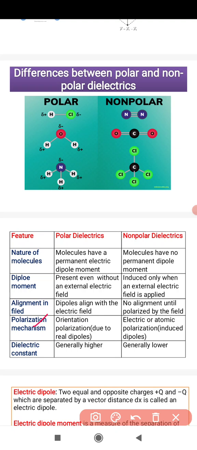Next, the polarization mechanism. Polar dielectrics obtain an orientational polarization due to the real dipoles. In non-polar dielectrics, electronic or atomic polarization is obtained by the application of an electric field. That's why they are called induced dipoles. The dielectric constant of polar dielectrics is generally high. Non-polar dielectrics have a lower dielectric constant.